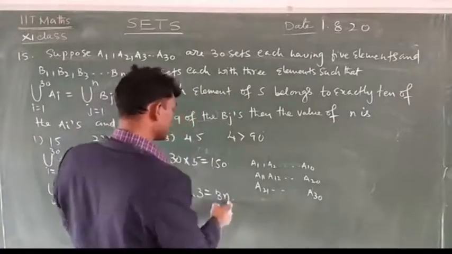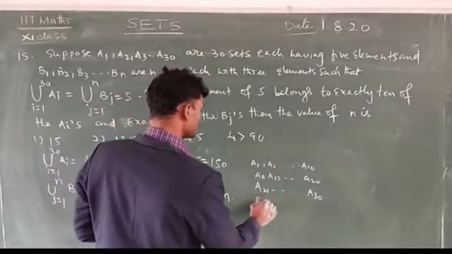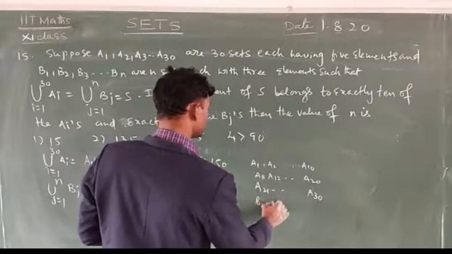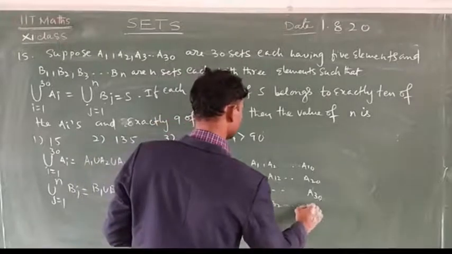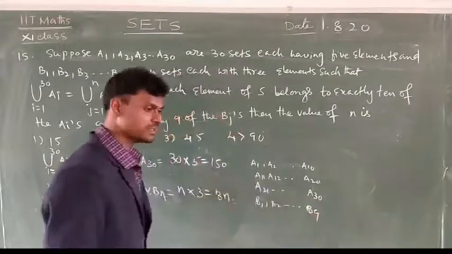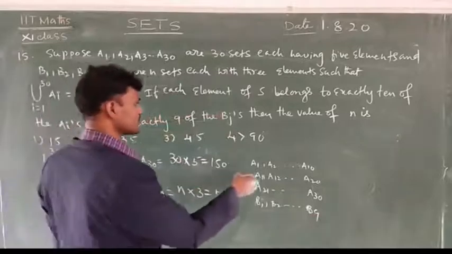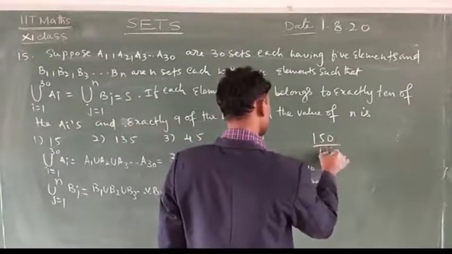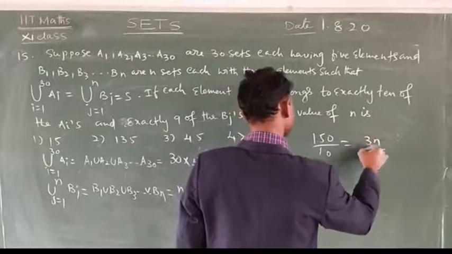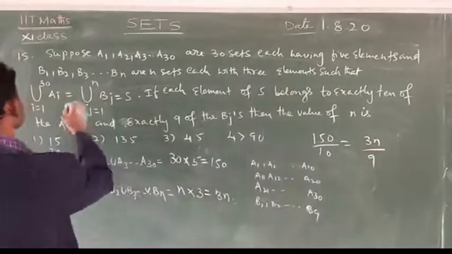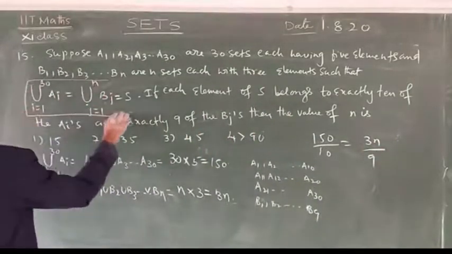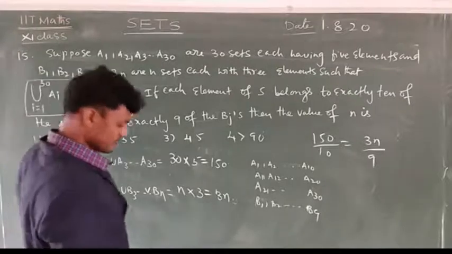Here total 3n is there. Here also B1, B2, B3, like this up to B9. Thereafter next B10, like this also there. That's why here 150 by 10 is equal to 3n by 9. Why? Because here both are equal to S.